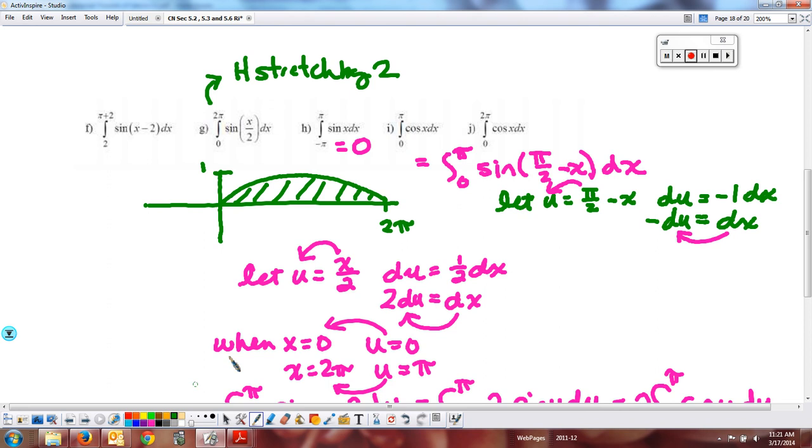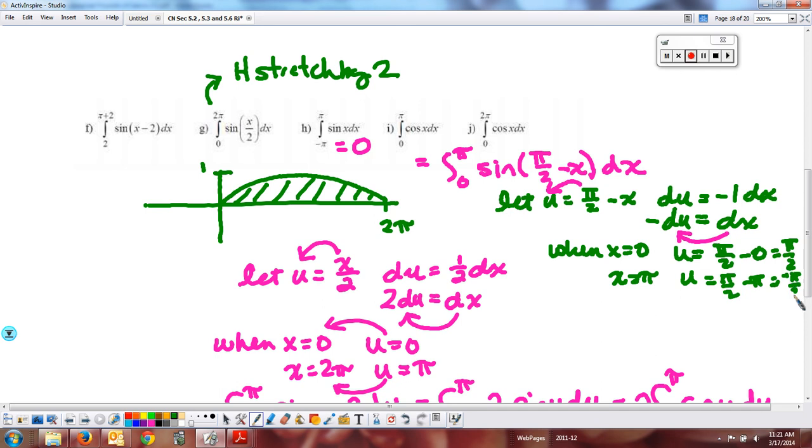And then I need to switch my bounds over here. So when x is equal to 0, my u is going to be equal to pi over 2 minus 0, or pi over 2. And when x equals pi, my u is going to be pi over 2 minus pi, which is negative pi over 2. So I can turn this definite integral into the definite integral going from your lower bound of pi over 2 to your upper bound of negative pi over 2 of sine of u du.